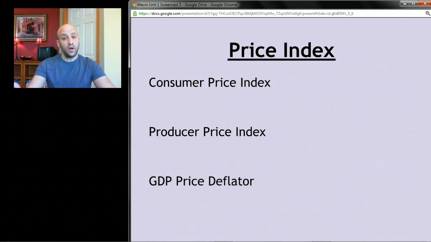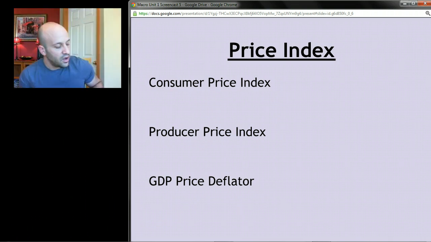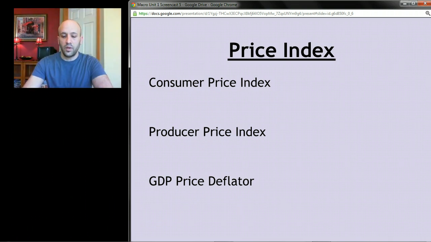Now, if we want an overall sense of what's going on with prices in the economy, we'll use the most general level of price index, which is called the GDP price deflator. You can think of this as a measure of the prices of every single thing in the economy. Stuff that consumers buy, stuff that producers buy, stuff that we all buy. And this is typically the price index used when we want to get the most general overview of what's going on with prices in the economy.